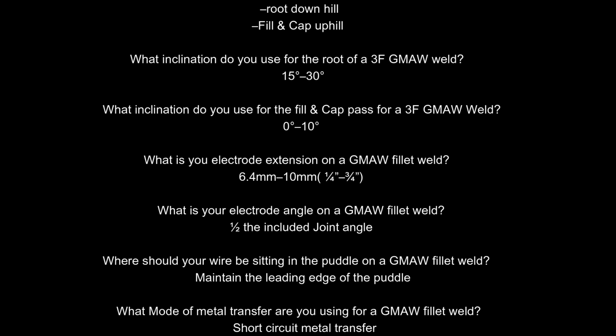What is your electrode extension on a GMAW fillet weld? 6.4 mm to 10 mm, 1/4 inch to 3/8 inch. What is your electrode angle on a GMAW fillet weld? 1/2 the included joint angle.